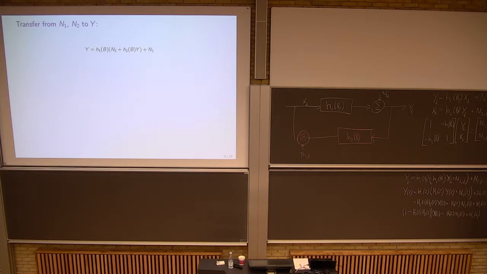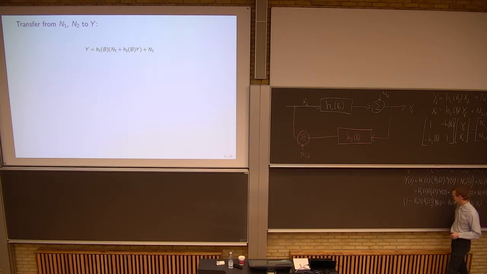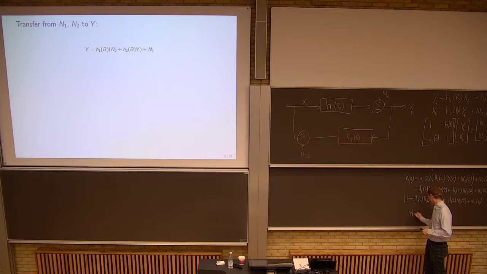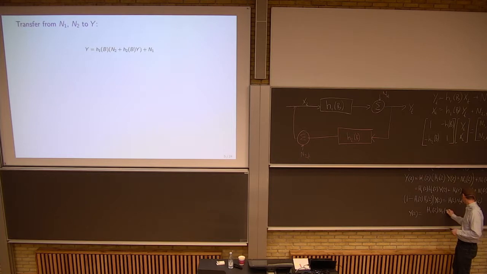Now, what do I do next? I just have to divide by this, so multiply by the inverse of that. So I get that my y of z equals h1 of z n2 of z plus n1 of z, divided by 1 minus h1 of z multiplied by h2 of z.